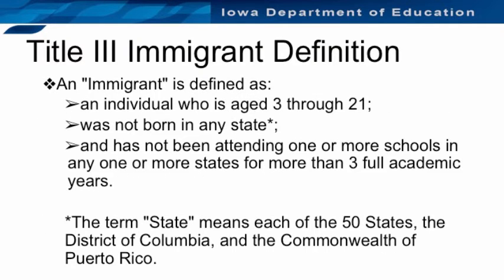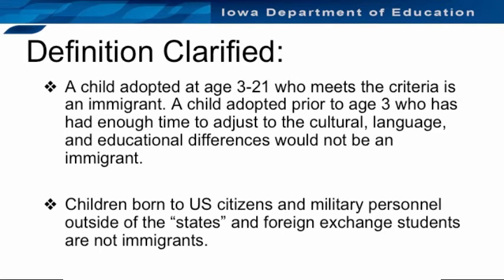The Title III immigrant definition is as follows. An individual who is age 3 through 21, was not born in any state, and has not been attending one or more schools in any one or more of the states for more than 3 full academic years. For the purpose of this webinar, state refers to each of the 50 states, the District of Columbia, and the Commonwealth of Puerto Rico. Let's clarify a little bit about what that definition indicated.